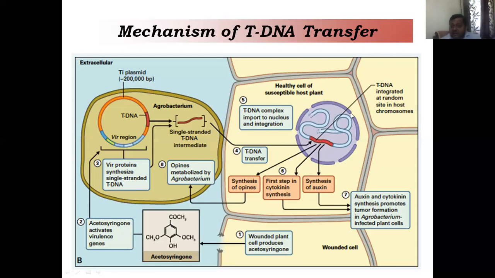Now, once this T-DNA gets integrated, it starts synthesizing auxin and cytokinin. Auxin and cytokinin biosynthesis promotes tumor formation. So this is the generation of the tumor because of the excessive amount of auxin and cytokinin. Then we have the synthesis of opine, which causes the Agrobacterium to keep multiplying in the vicinity, and that's how the infection keeps persisting. So this is the entire mechanism of T-DNA transfer and how it causes the Agrobacterium infection to go on.